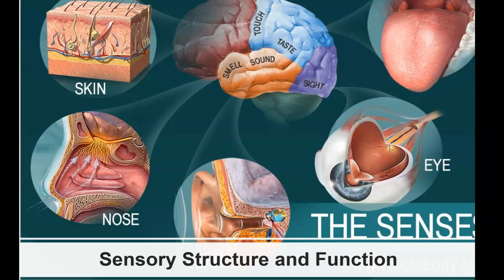Hi, today we're going to cover the senses. The senses are going to be the last unit that we cover in Biology 141 or Anatomy 1. With this, it's going to be broken up into two different categories. We'll talk about general senses and special senses.